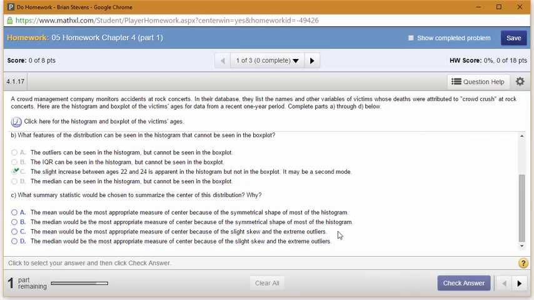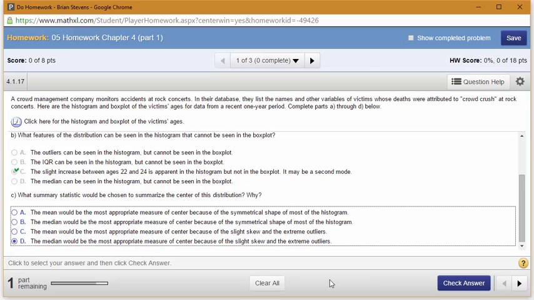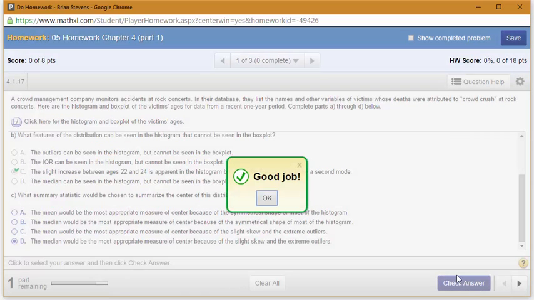What summary statistics should we use and why? Definitely the median. The median would be most appropriate because it is slightly skewed and has outliers. Important to know that median goes with skew and outliers, where mean goes for symmetric distributions.